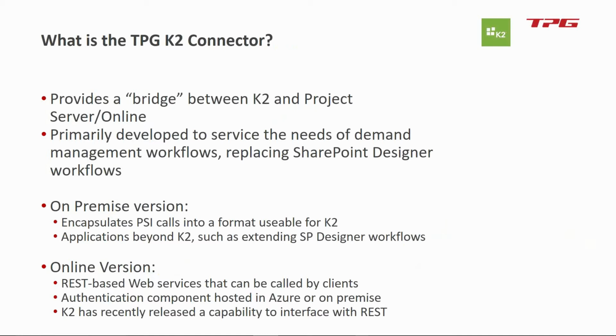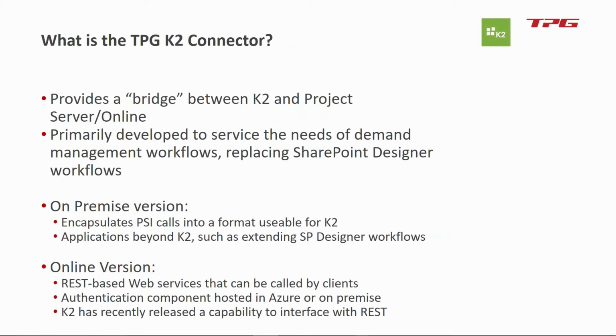The K2 connector is a wrapper around that. Basically, in your K2 workflow, you have one command that says create a project with this information. You hand it over to the K2 connector, which takes care of the communication to Project Server or Project Online and gives the results back to you, but you do not have to take care of the technical implementation of these calls. Basically, what we're going to use is K2's ability to interface with REST. So the TPG K2 connector offers a REST interface to K2 and uses the standard API from Project Server. That much about technology, and that should be it for today.